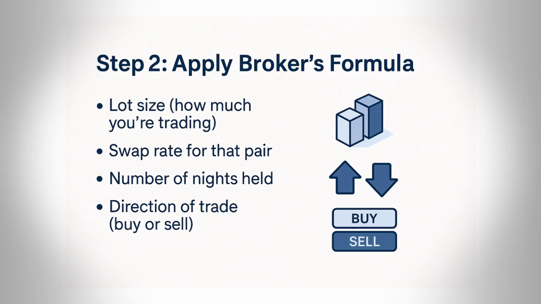Now, the next thing is you want to apply your broker's formula. Your broker uses a formula that includes lot size, swap rate for that pair, number of nights held, and direction of trade. That's did you buy or did you sell? So let's see an example, like a rough idea, because sometimes different brokers can have slight differences in their formulas. But let's see a rough example.